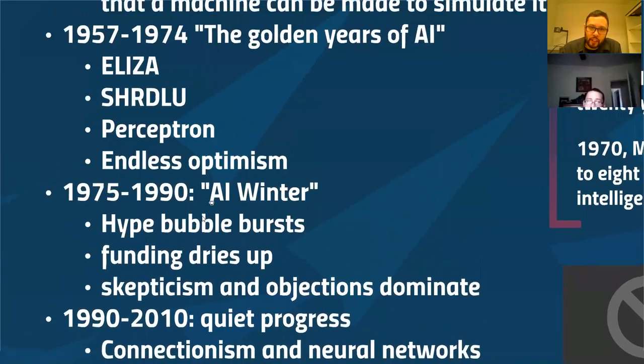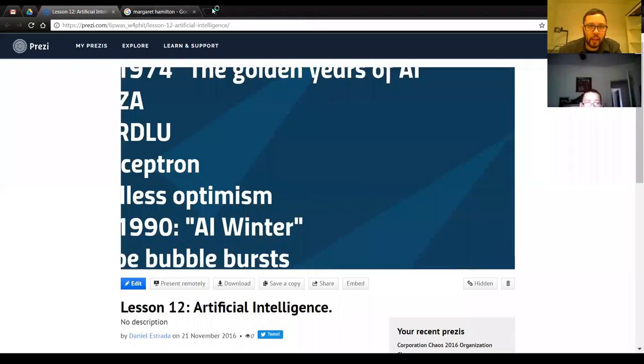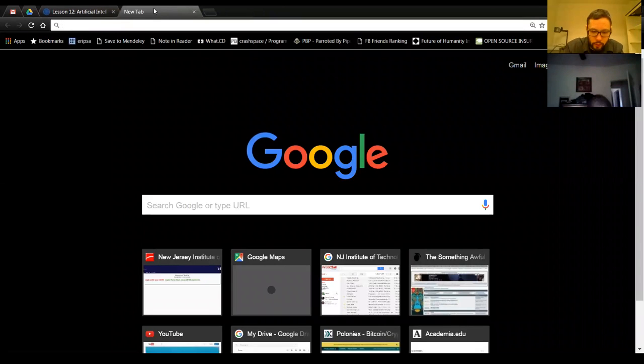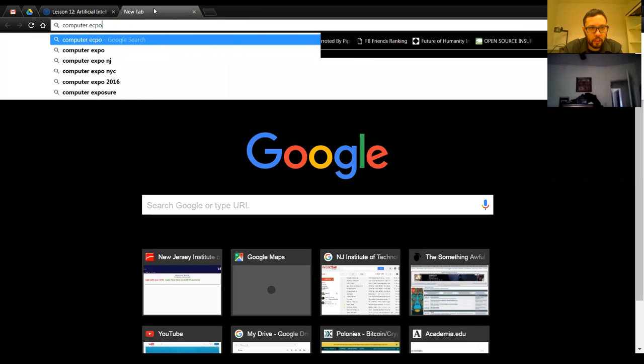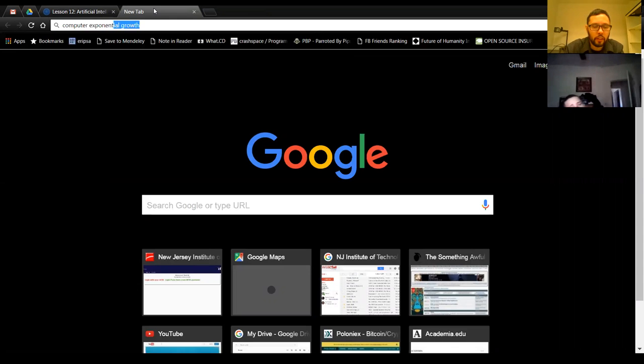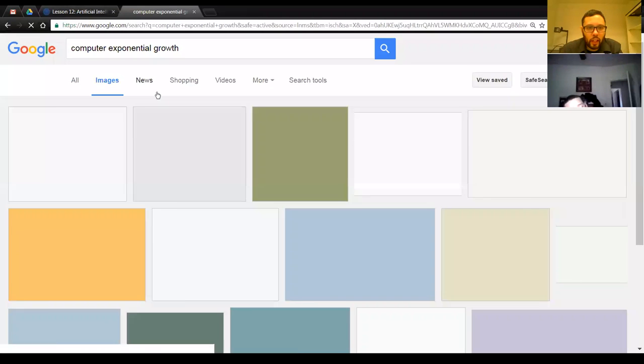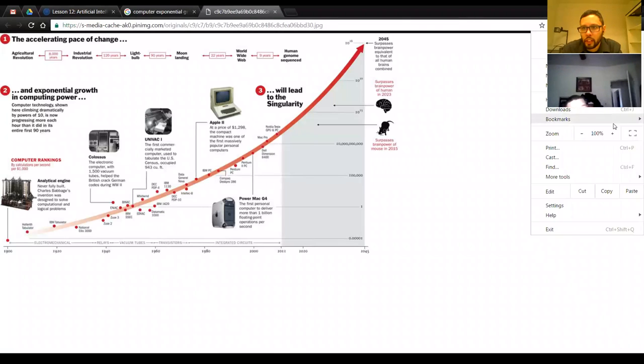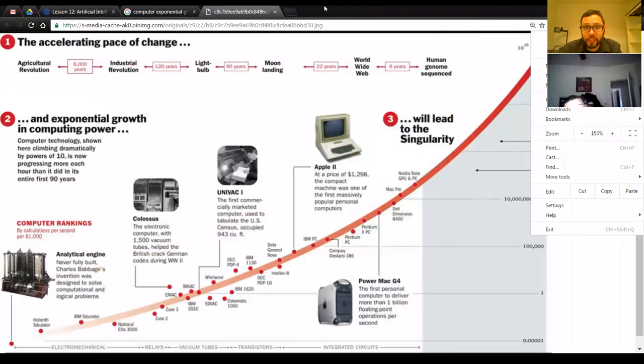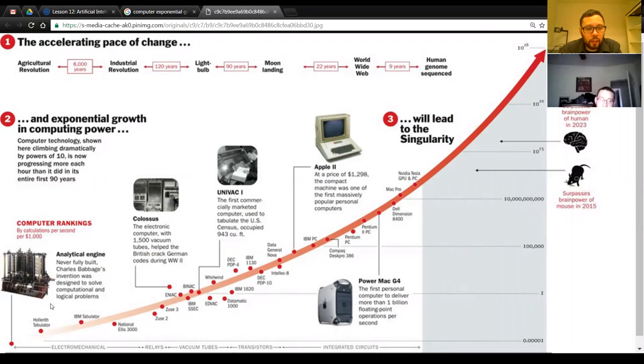The reason I emphasize the AI winter is because there's this idea of exponential growth of computation. A lot of people have talked about this, perhaps most famously Ray Kurzweil, who's now working for Google, so he has some legitimacy behind him. But from very early on, computer scientists noticed this trend of rapid growth in computer systems. They weren't just getting better, they were getting better really, really fast.